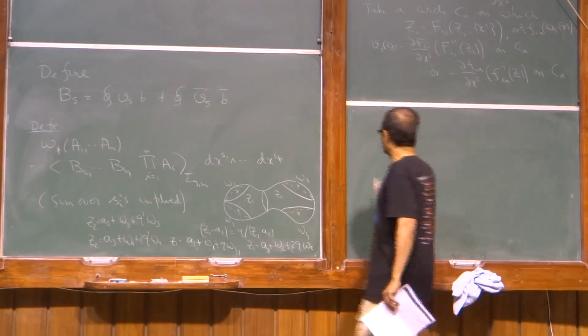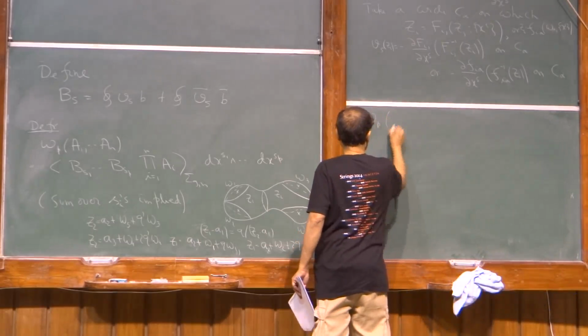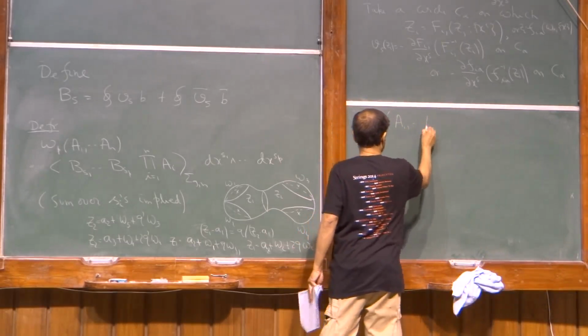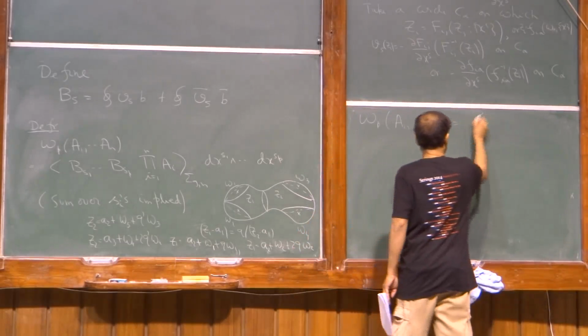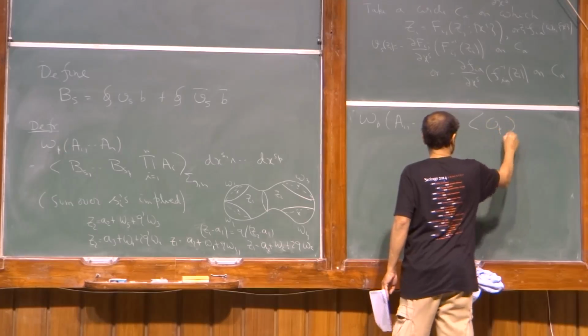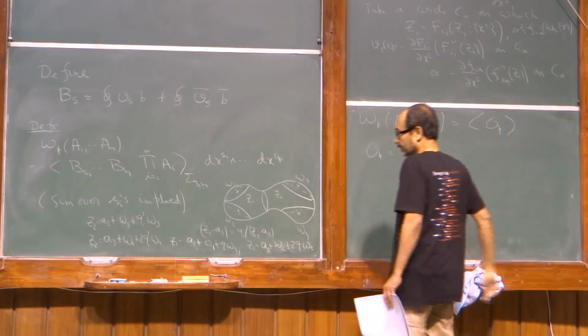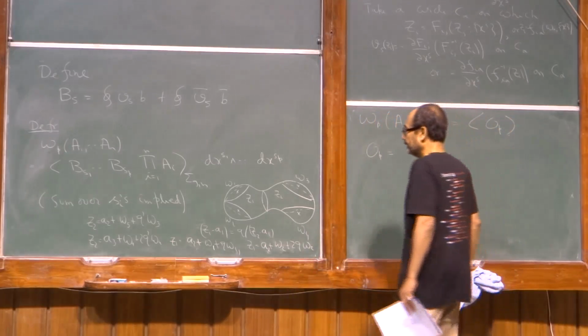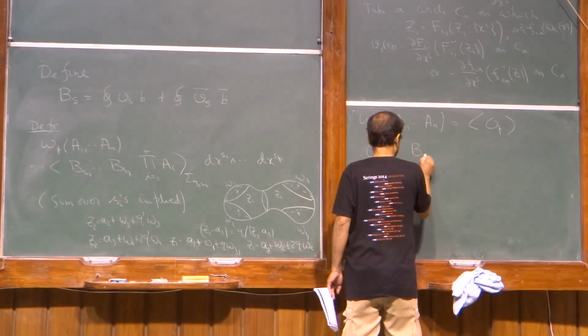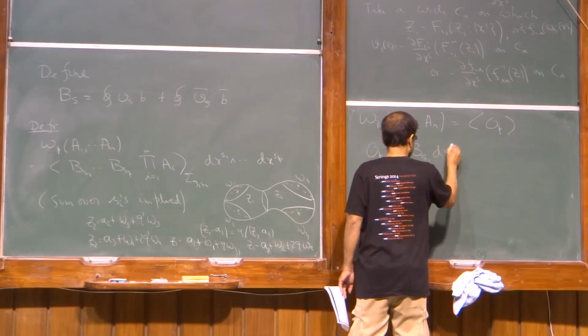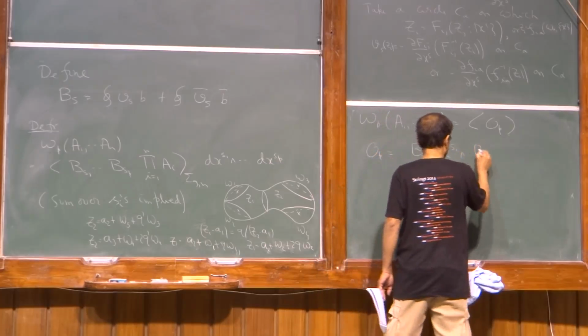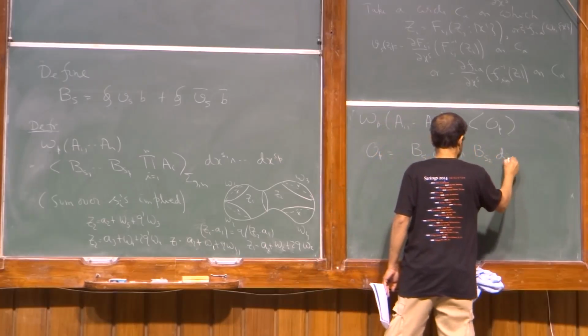So this I'll write, omega p A1 to An, as OP. OP is a formal object which is ds1 dx s1 h ds2 dx s2.